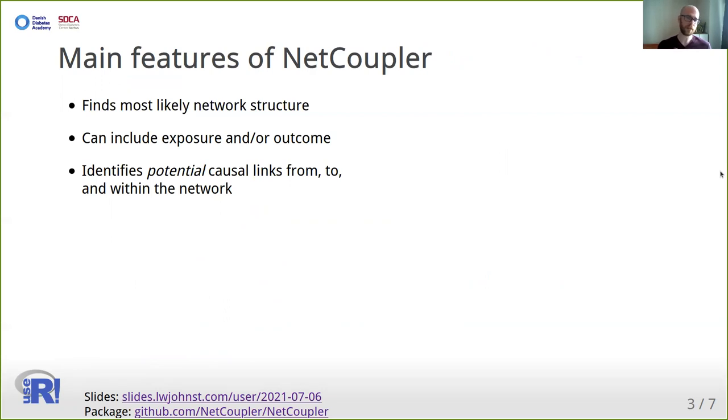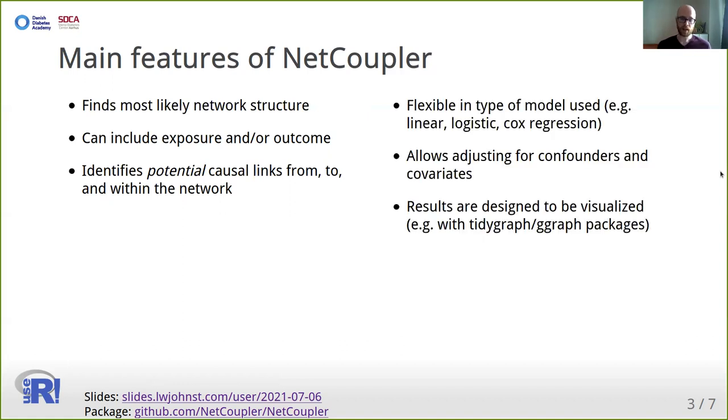data. You can include exposure and outcome data, and it finds those potential causal links that connect the exposure, outcome and the network. It's also quite flexible in the type of models that you can use within it. So you can use linear regression models or Cox proportional hazard models. And because those models are used, you can also adjust for potential confounding factors that might bias your results.